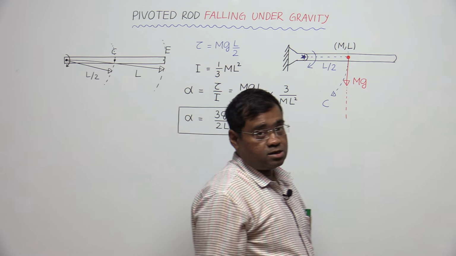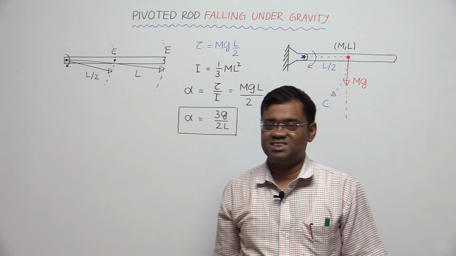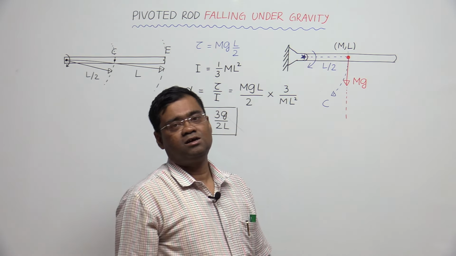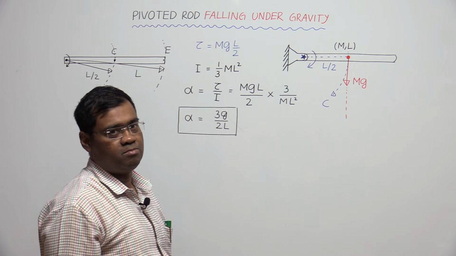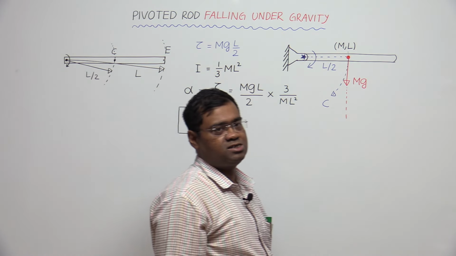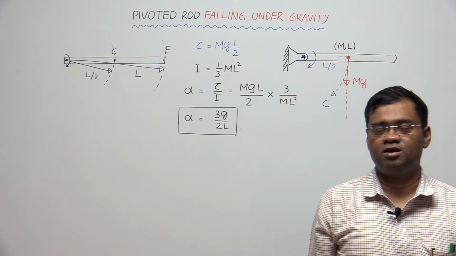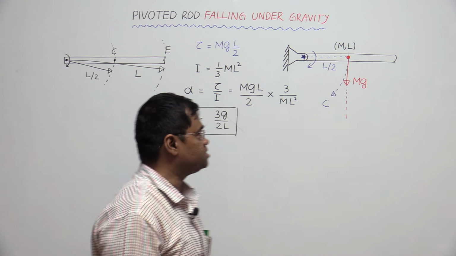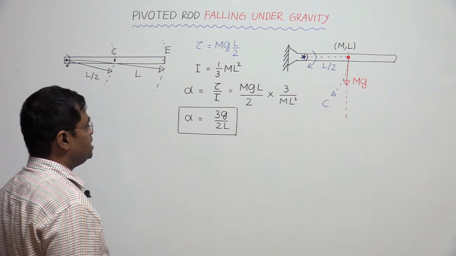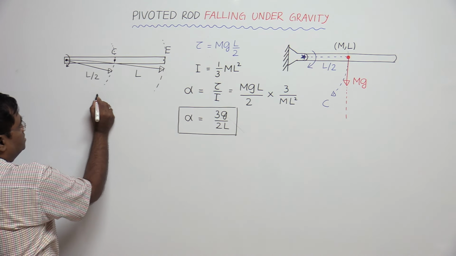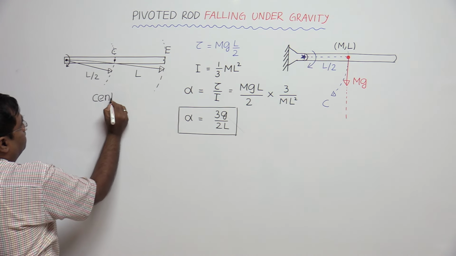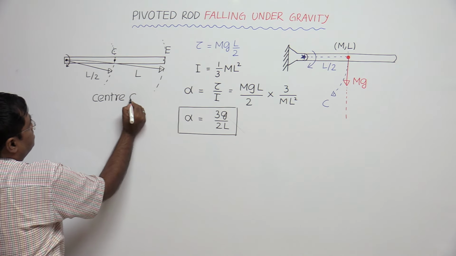For a rotating object, we know the angular parameters are the same for all the points. Angular acceleration must be the same. But the linear parameter, that is linear acceleration, will differ due to different radius. So what about the center? Center C.